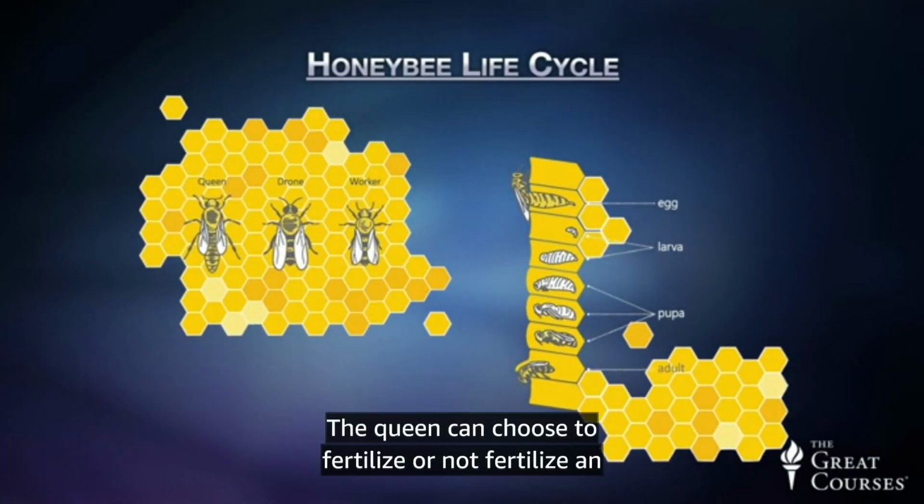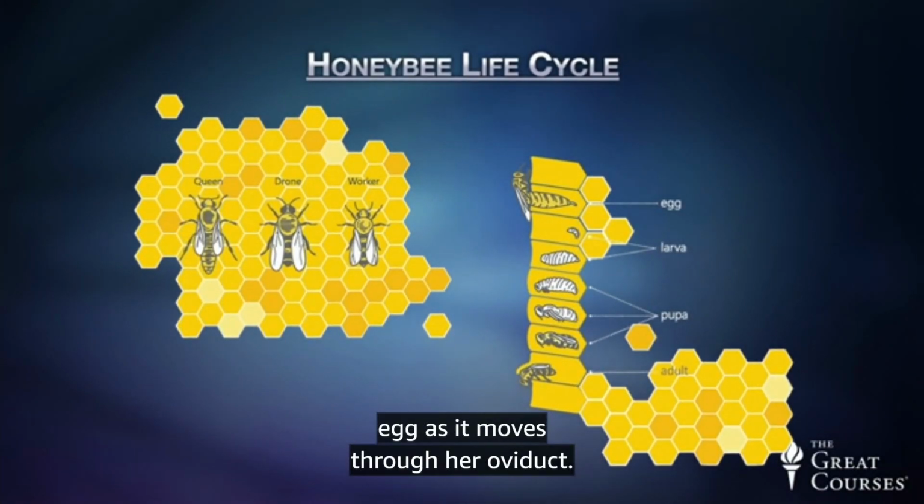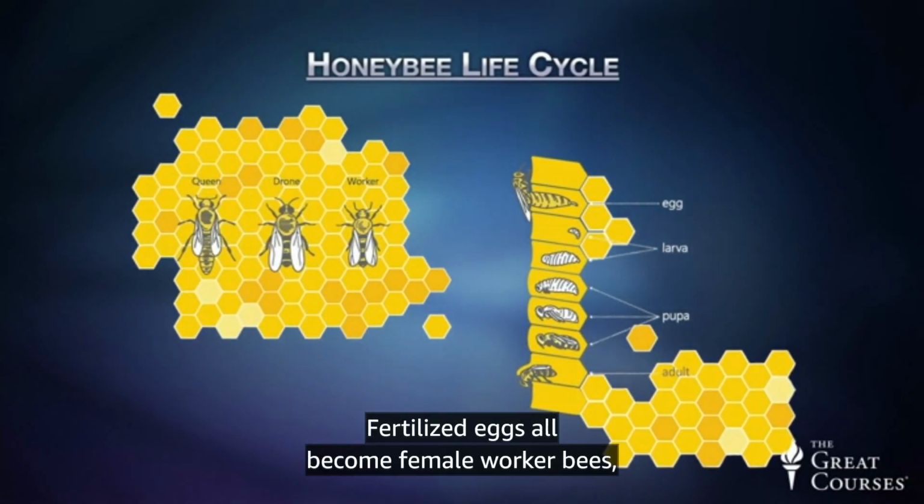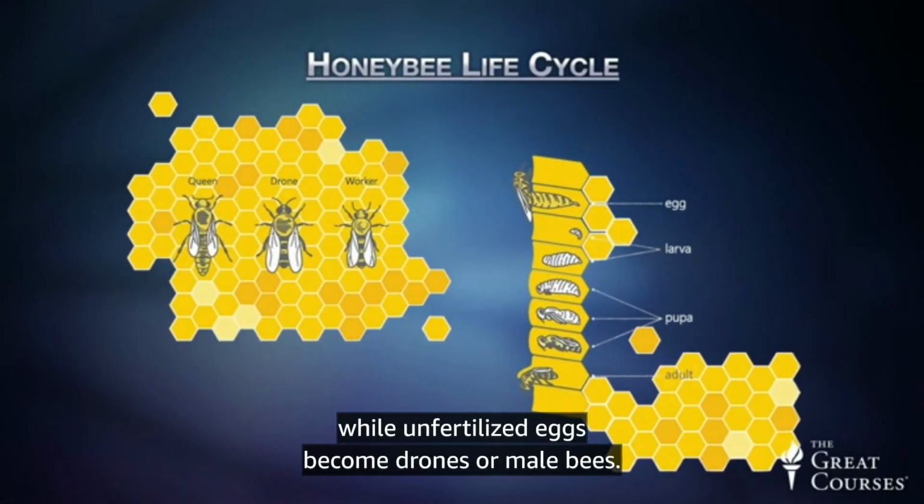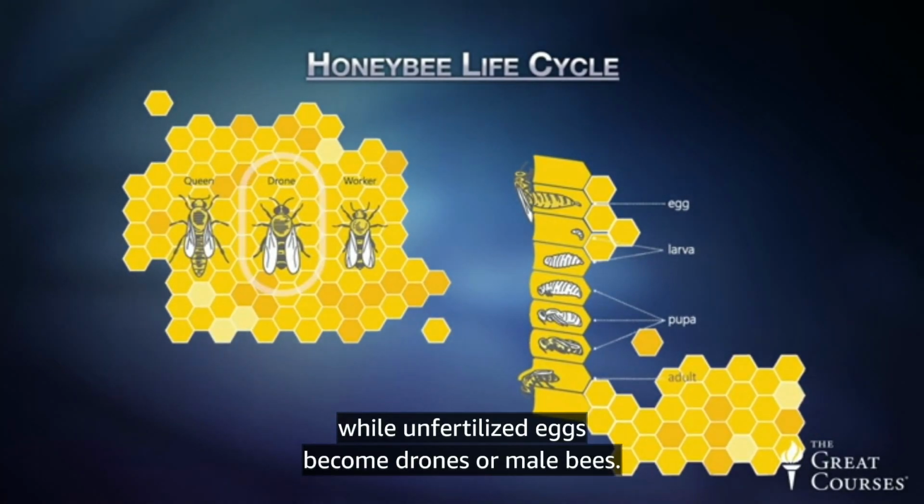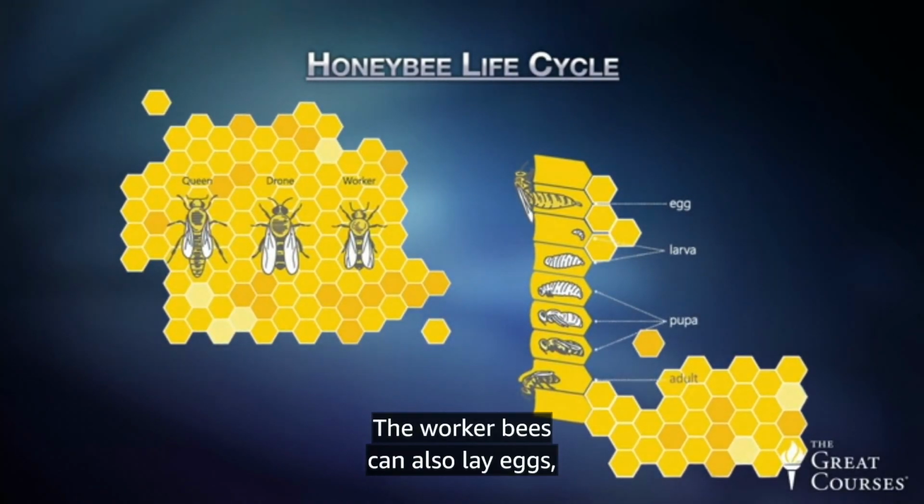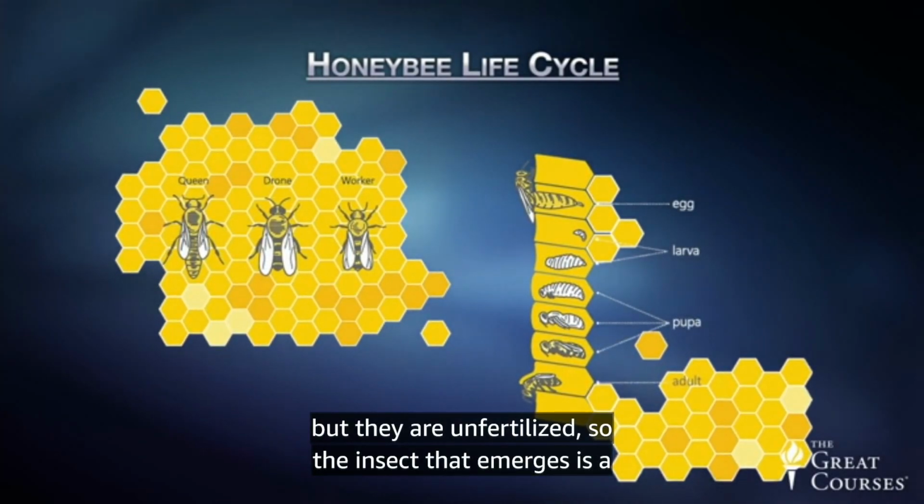The queen can choose to fertilize or not fertilize an egg as it moves through her oviduct. Fertilized eggs all become female worker bees, while unfertilized eggs become drones or male bees. The worker bees can also lay eggs, but they are unfertilized, so the insect that emerges is a drone.